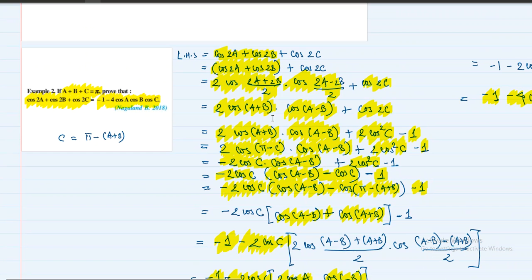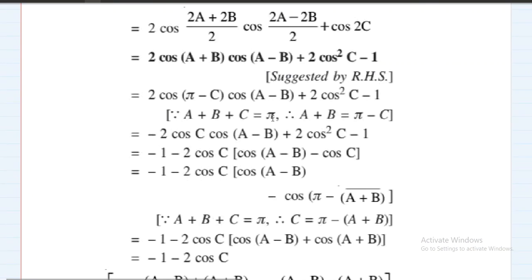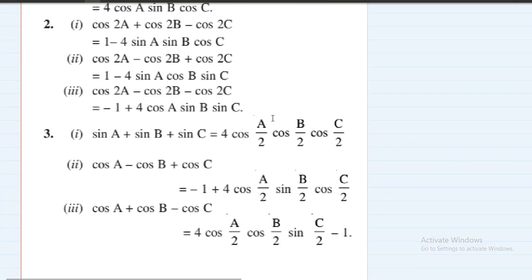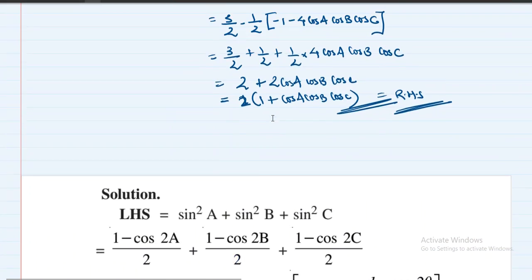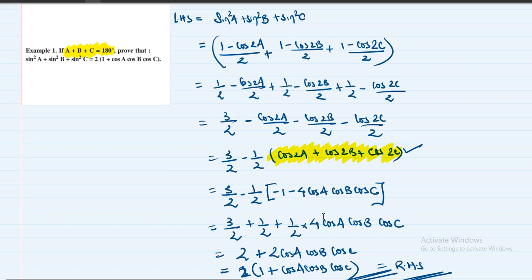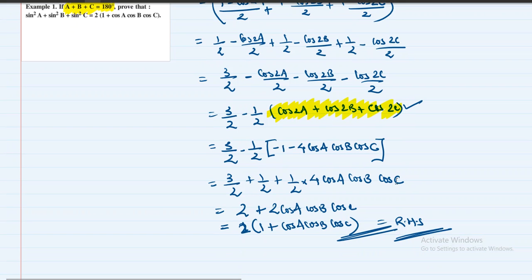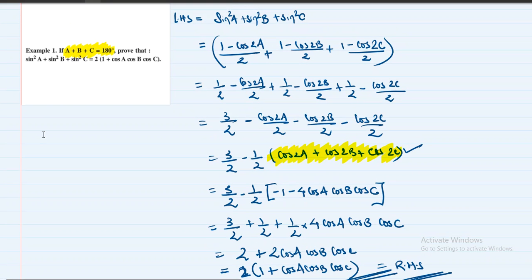We use this relation, but in the exam, if we get this question, we don't use the relation directly, we prove it. Here I have used it directly, if you see, right? Then we open the bracket, simplify, and we get the answer. So this minus 1/2 will be multiplied on both sides. And if we simplify, 3/2 plus 1/2 becomes 2, and this becomes plus 2 cos a cos b cos c. 2 is taken out common and we get our RHS.